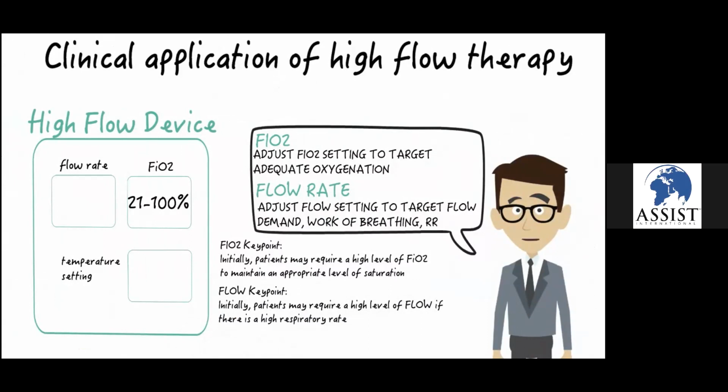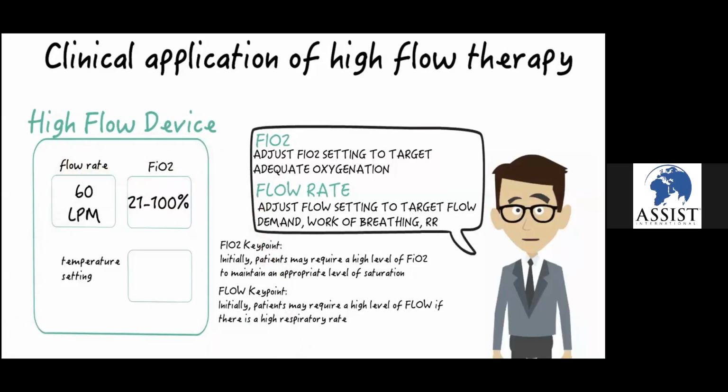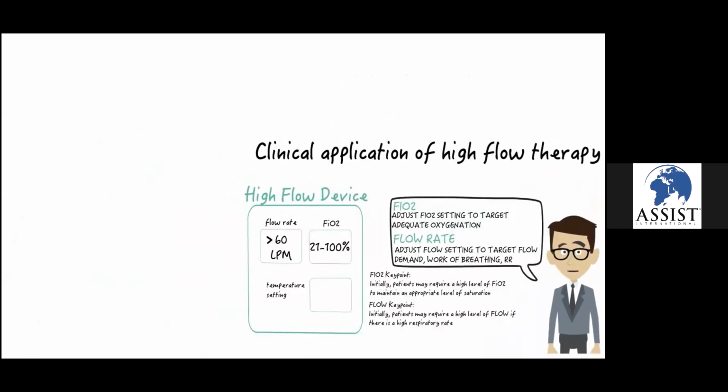So if you're using the Vapotherm's precision flow device, the highest flow that you can set is 40 liters per minute. On other devices like the Airvo 2, they can go as high as 60 liters per minute, and still others can go higher. So these two settings, the flow and FiO2, are the two settings available to the clinician to treat the patient in respiratory distress.